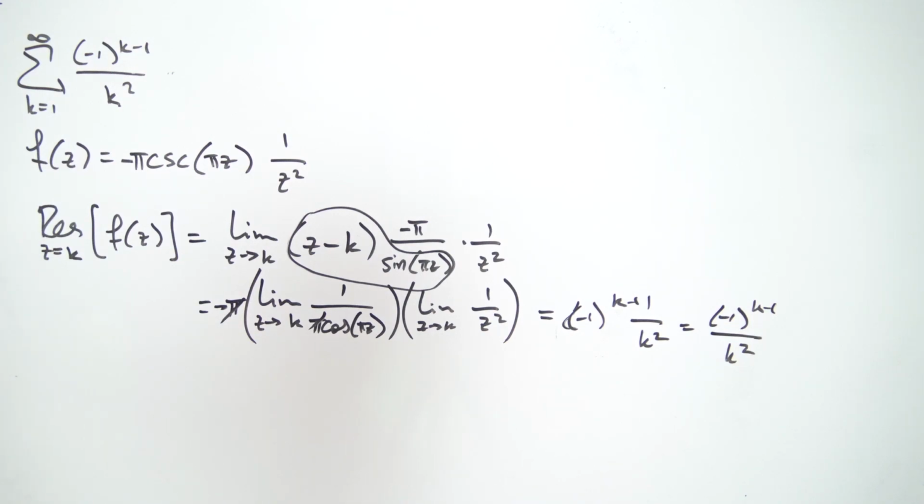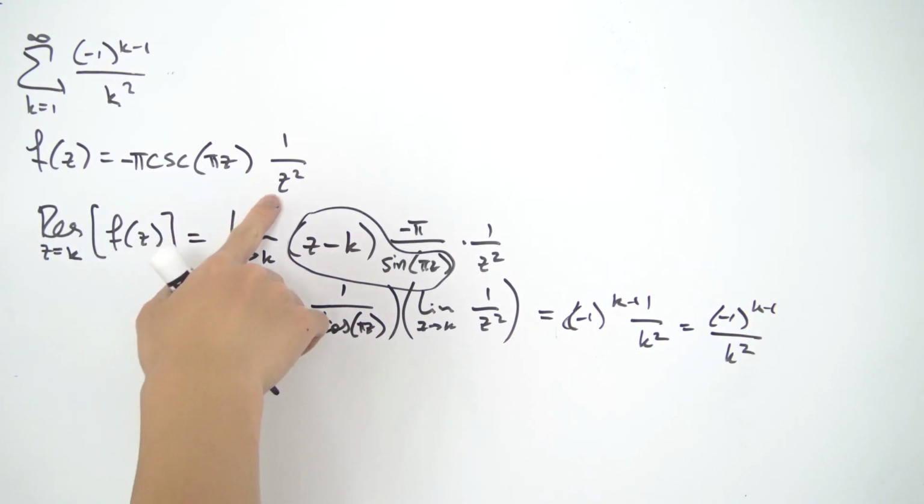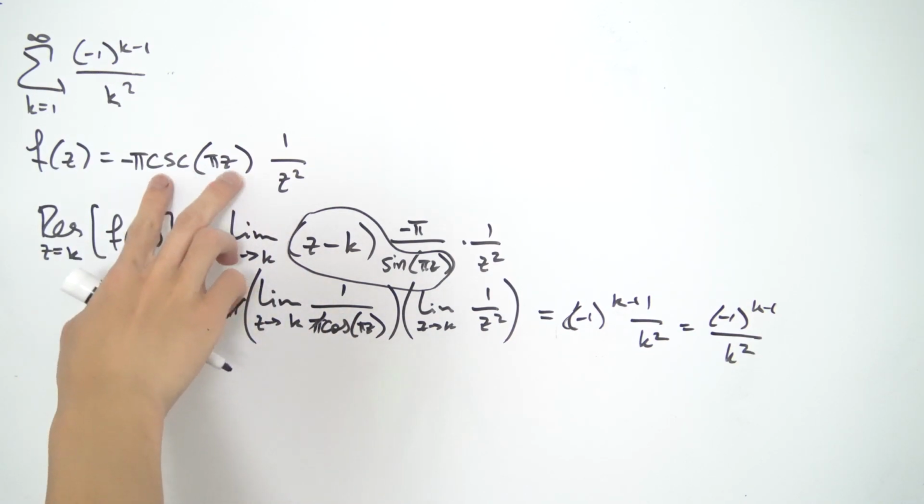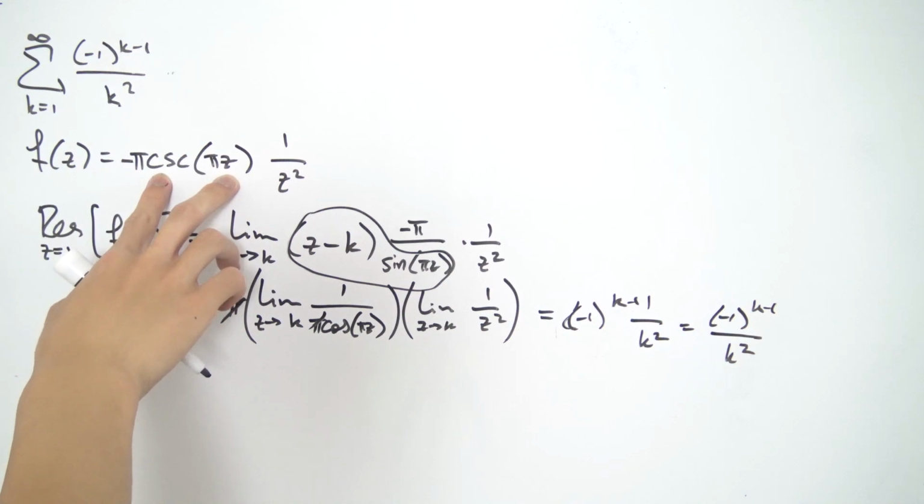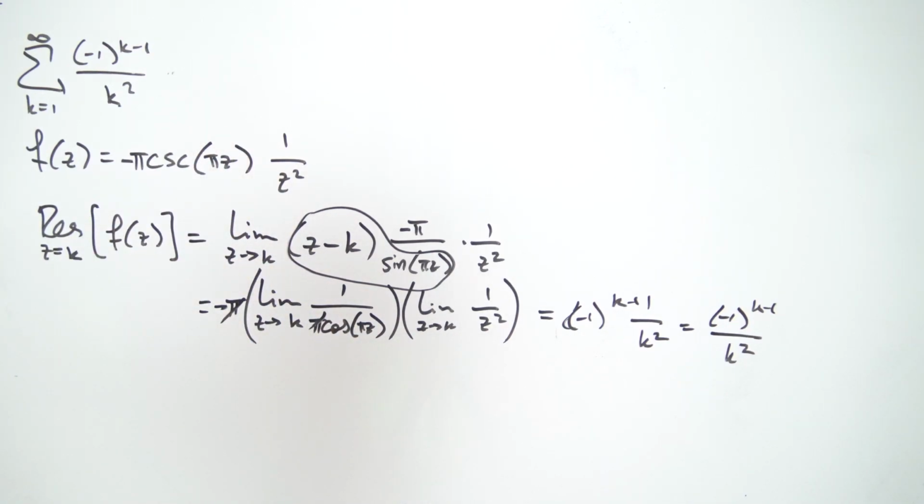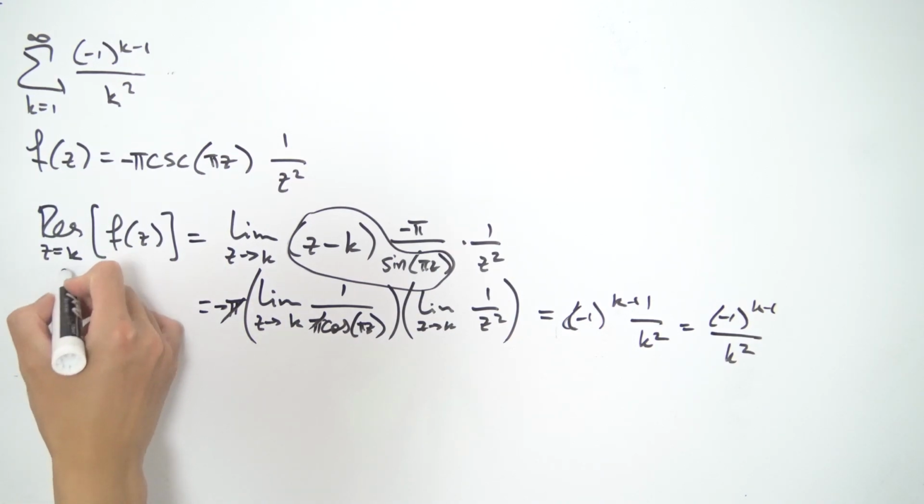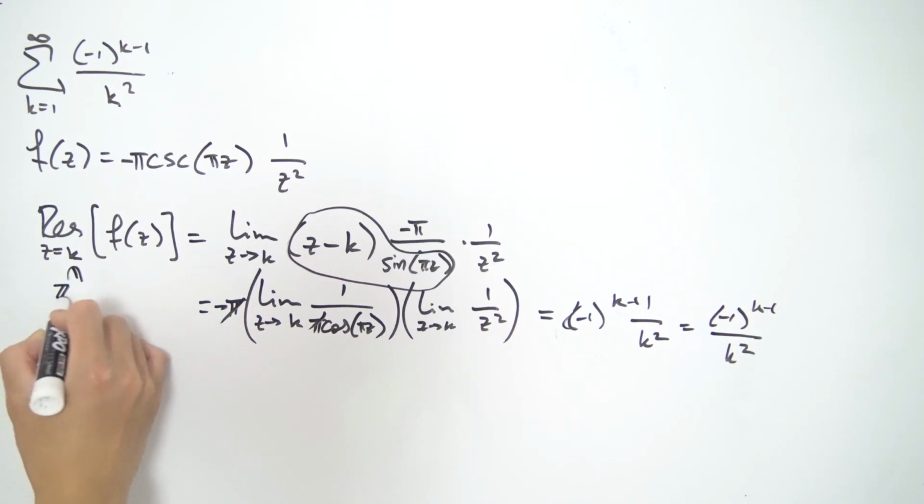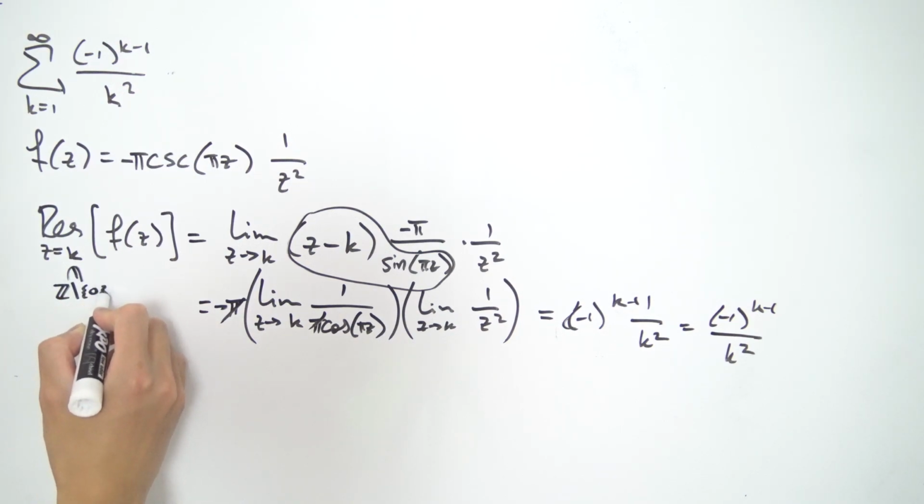And I want you to realize one small detail. I said that k was any integer before, but it actually can't be 0, because if you take a look at this function, at 0 we have an order 3 pole, because we have an order 1 pole generated by this cosecant, and we also have an order 2 pole because we have 1 over z squared. So overall we have an order 3 pole at 0, so this kind of calculation of the limit doesn't really work at 0. So technically k over here is an integer, and we're excluding 0.